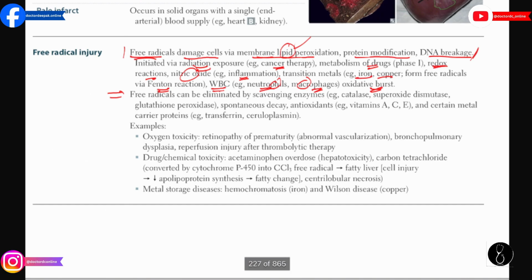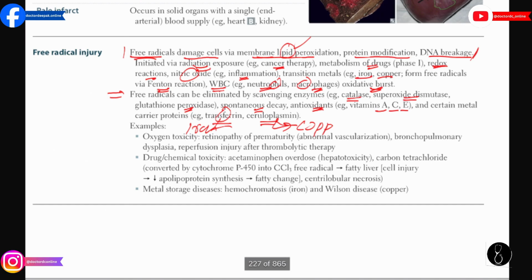Then also in our body there are certain proteins like transferrin and ceruloplasmin. These proteins carry the metals, like transferrin is going to handle the iron, so they do not produce free radicals. Then they can also ask in the exam, please give the example of an enzyme which is going to produce the superoxide, because superoxide is a free radical.